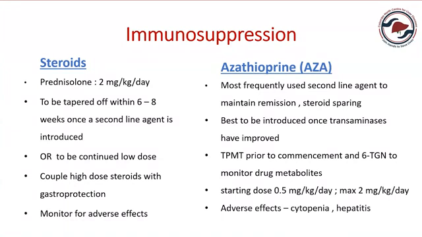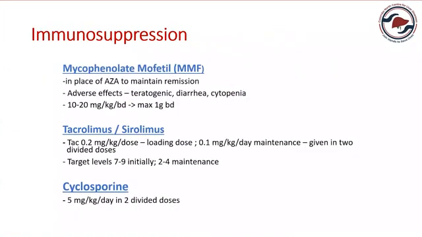The other immunosuppressive drugs are MMF, mycophenolate mofetil, tacrolimus or sirolimus, and cyclosporine. Nowadays, tacrolimus is becoming more popular instead of mycophenolate mofetil due to its side effect profile, because MMF causes significant diarrhea in certain individuals, and cytopenia. Compared to that, tacrolimus is relatively safe. And we can monitor the drug levels with tacrolimus as well, so it's quite easy to use.